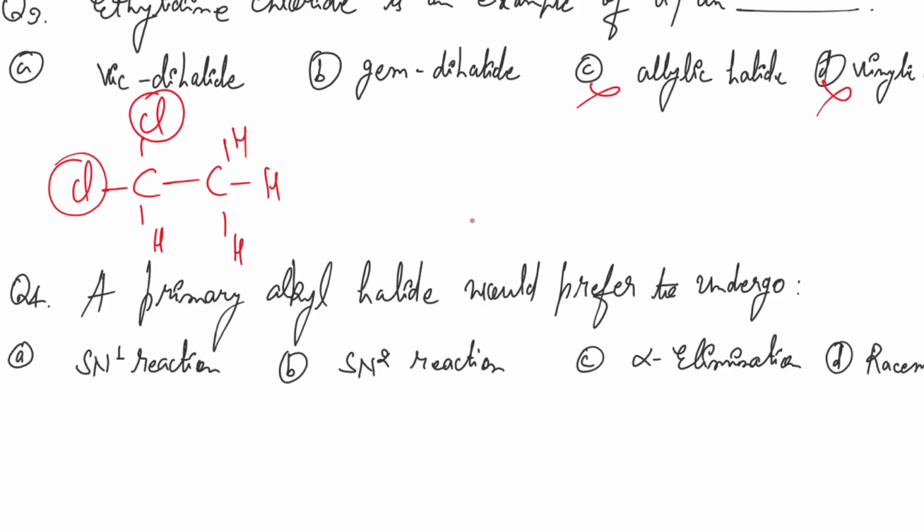Allylic is next to the double bond, vinylic is the double bond. Okay, what is the vinylic position? The double bond position is known as the vinylic position. So the answer to this is the gem dihalide. This ethylene dichloride is an example of the gem dihalide, where both the halides are present on the same carbon. Okay, let's move to the next question.